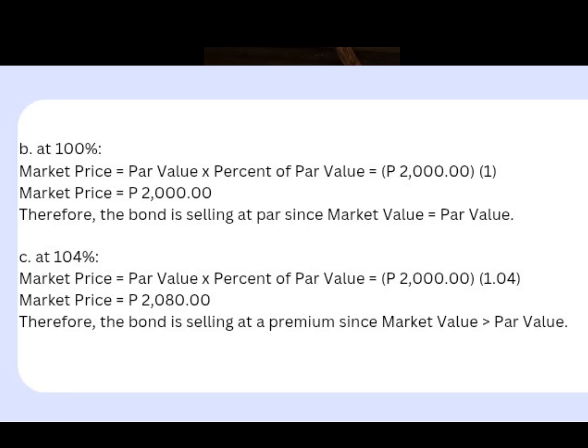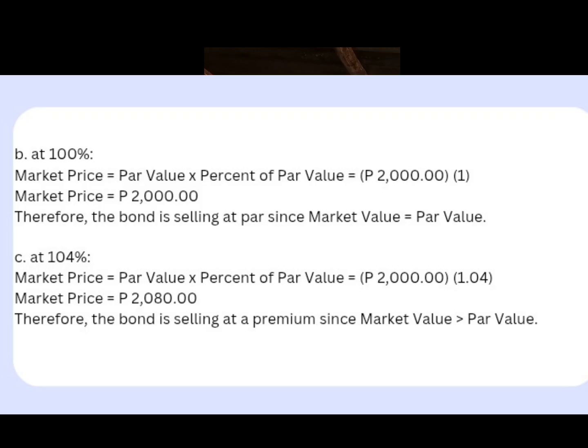At 100%. Take note, before proceeding to our solution, we need to first convert the percentage into decimal. So, 100% converted into decimal will be 1. And our formula is market price equals par value times the percent of the par value. Our par value is equal to 2,000 pesos, while our percent of the par value is 1. Then, we need to multiply it and the answer is 2,000.